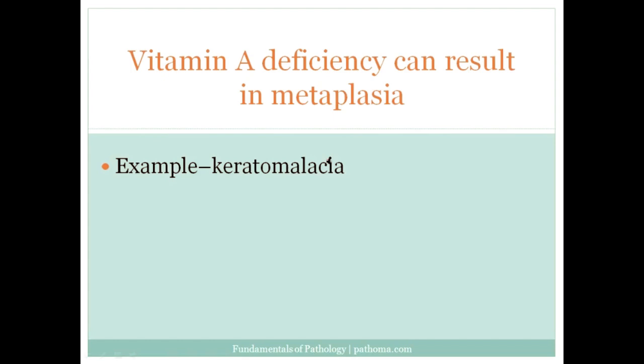The third consequence of vitamin A deficiency is that it can result in metaplasia, and that's what we want to talk about here. Now, let me just take you back a step and remind you that vitamin A is necessary for maintenance of specialized epithelia in the body. For example, the conjunctiva of the eye. The conjunctiva of the eye refers to a very, very thin, delicate membrane that covers the surface of the eye, and for the most part, we don't even appreciate that membrane.